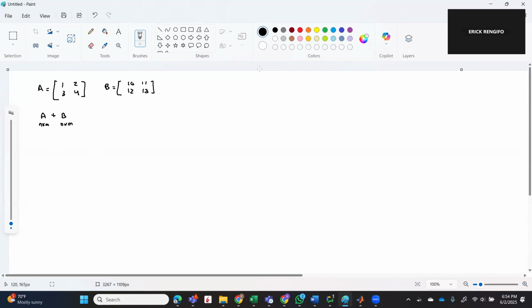Now, if I want to do A times B, the rule is if this is n times m, this needs to be m times whatever, j. Got it? So what is important when you multiply, guys, is the number of columns of the first one equals the number of rows of the second one. So this is the product. Yeah, this is a very simple matrix manipulation here.